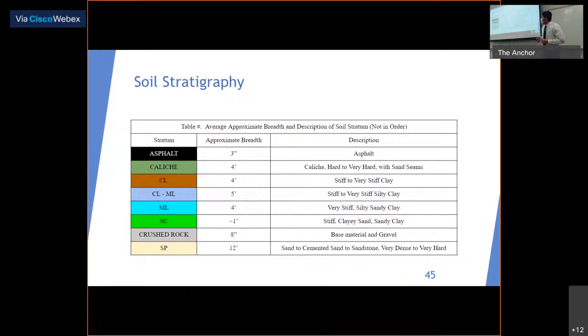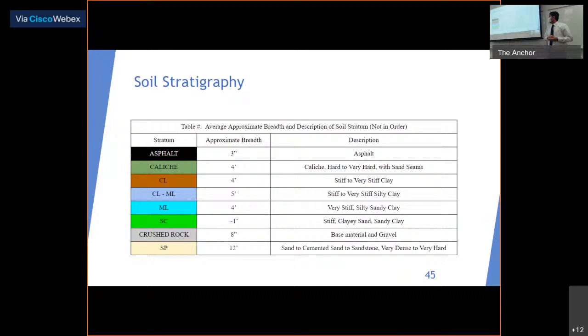So each of these here on the far left side is the stratum, or what the layers actually consist of. The ones that we're mainly going to be concerned with is where our foundation is going to be placed from the abutment, or the final abutment design, which is the ML layer on the far left side. It's going to be extending about 4 feet into the surface. And it is mainly consisting of very stiff, silty, sandy clay.